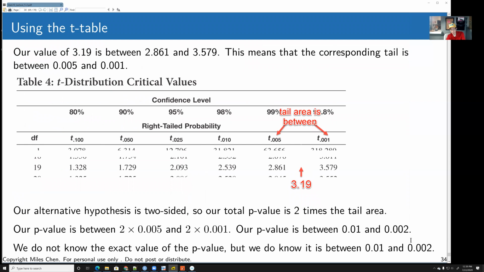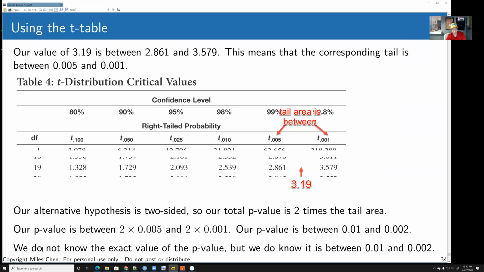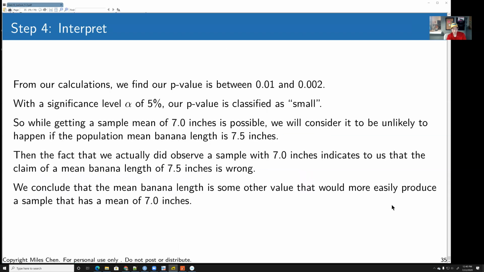Okay, so whatever my p-value is, I'll do 1 minus this. This is what I get, and then I'm going to multiply that by 2. So my p-value would be 0.0048, which is indeed between 0.01 and 0.002. But whatever it is, if my alpha is 5%, we know my p-value is less than alpha. Okay, my p-value is classified as small.